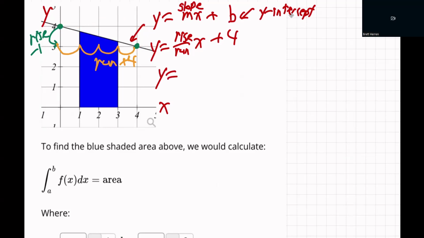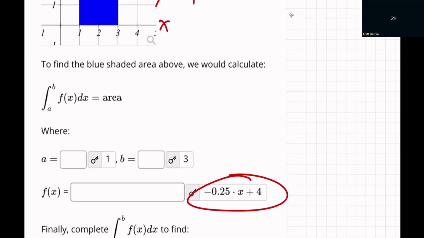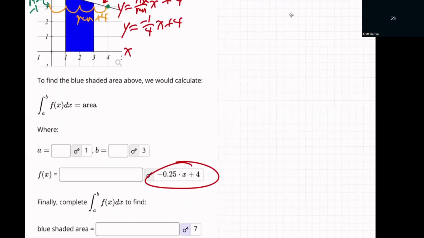So then we've got the equation. It's y equals the rise, -1, over the run, 4, x plus 4. So there's the equation of that line, and that's what they got right here. They wrote it as a decimal. 1/4 is 25 cents, like a quarter, right? So -1/4, -1/4, x plus 4. So there's that. Now, finally, complete the integral.